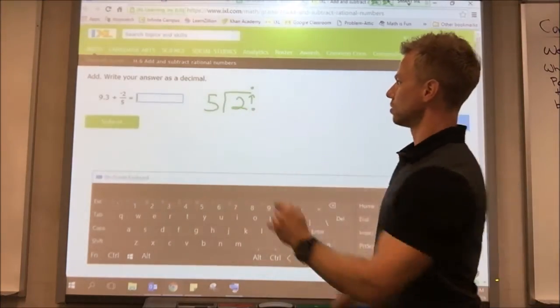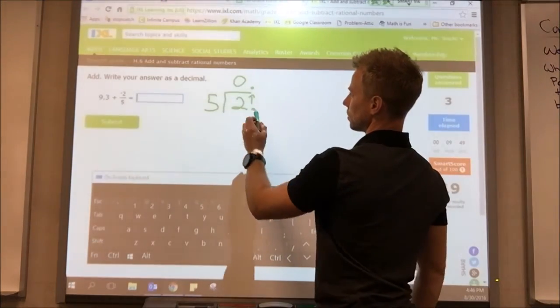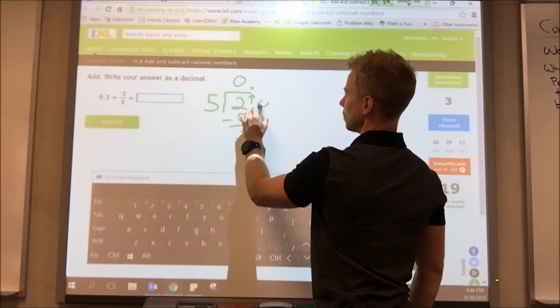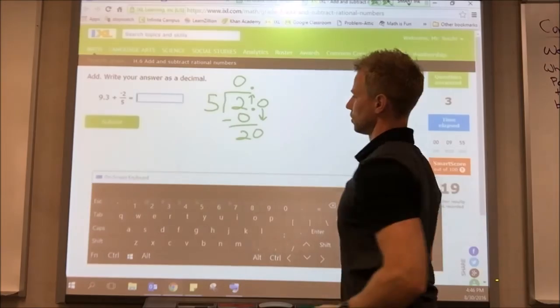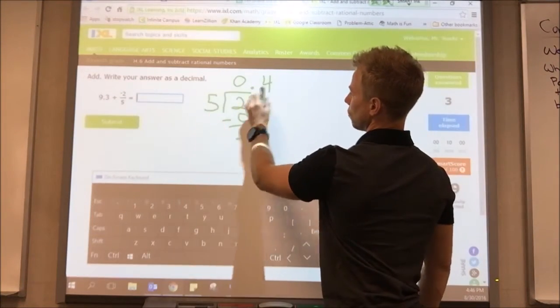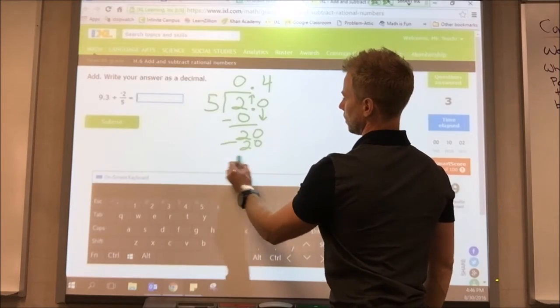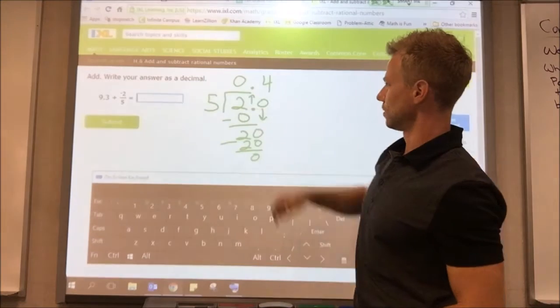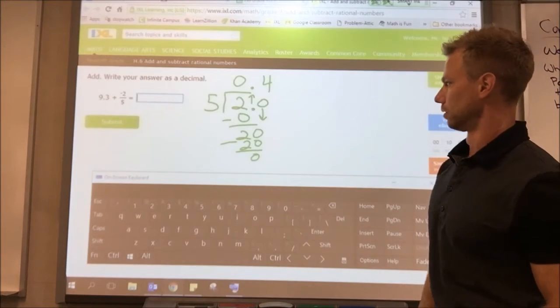Now 5 goes into 2 0 times. 0 times 5 is 0. Subtract, we get 2. We're going to bring down a 0. 5 goes into 20 4 times. 4 times 5 is 20. Subtract, and we get 0. So 2/5 is the same as 0.4.